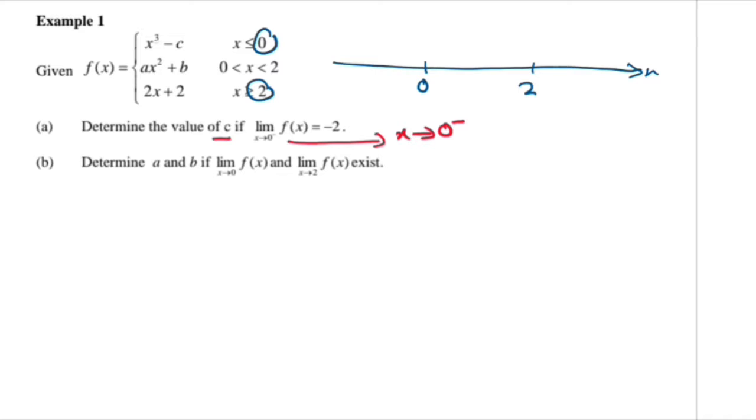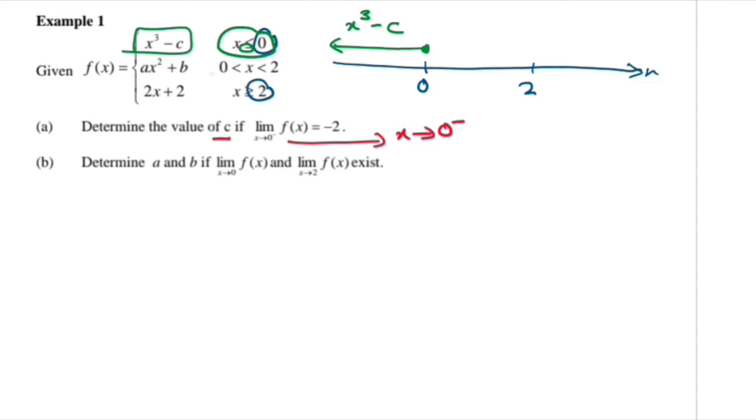The first function is x cubed minus c. And it is from the left of 0, and there's an equal sign there. So that means it's dense at 0 and to the left. The function is x cubed minus c. Write it on top of this green line.